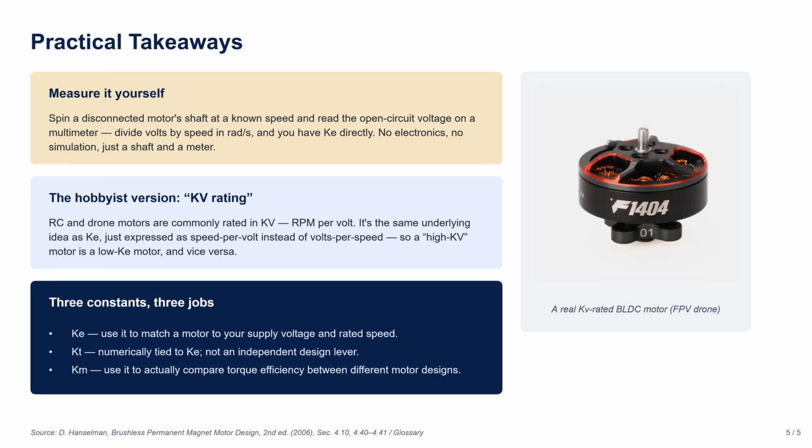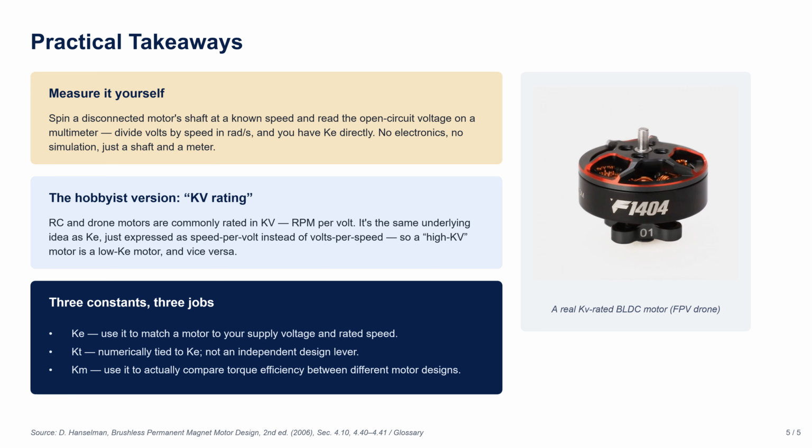First, you can measure Ke yourself, right now, with nothing more than a multimeter. Spin a disconnected motor's shaft at a known speed and read the open circuit voltage. Divide volts by speed in radians per second, and you have Ke directly.